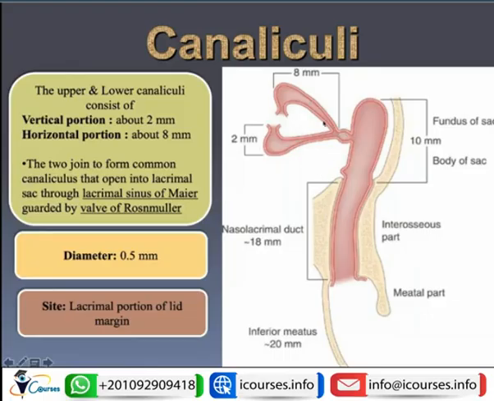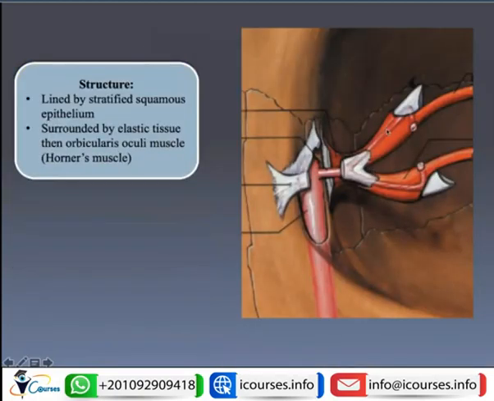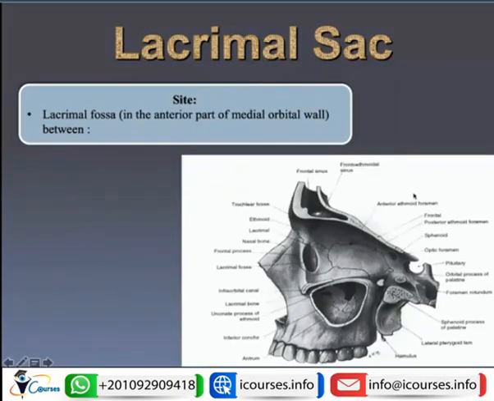So don't confuse the names. The lacrimal sinus of Meyer is the junction of the upper canaliculus and lower canaliculus into the common canaliculus, while the valve of Rosenmuller is the valve between the common canaliculus and the lacrimal sac. The diameter of the canaliculi is about 0.5 millimeters, and they are present at the lacrimal portion of the lid margin. They are lined by stratified squamous epithelium and surrounded by the Horner muscle, or the pars lacrimalis of the orbicularis oculi muscle, which helps with the tear drainage. This is all we need to know about the canaliculi.